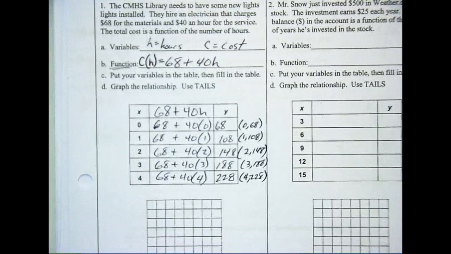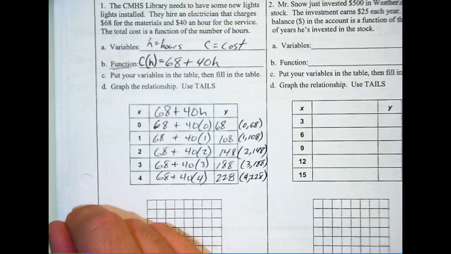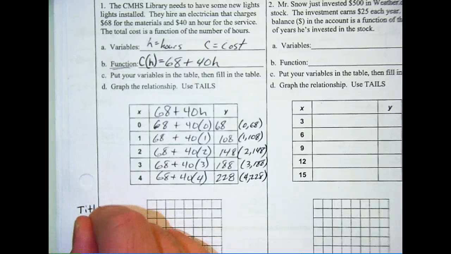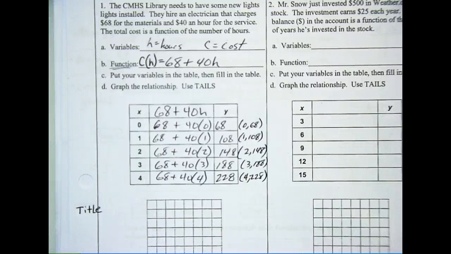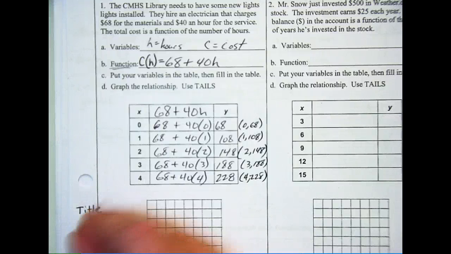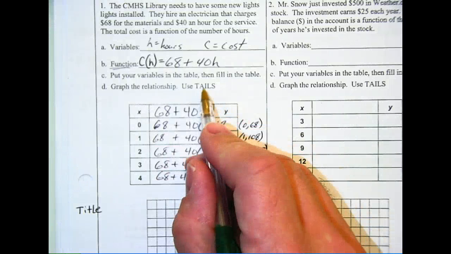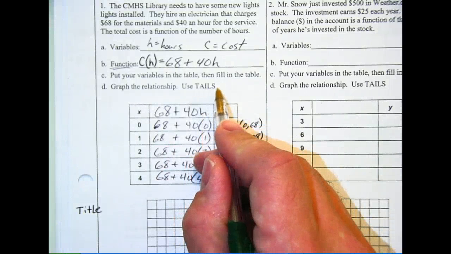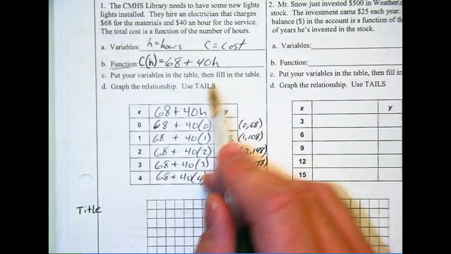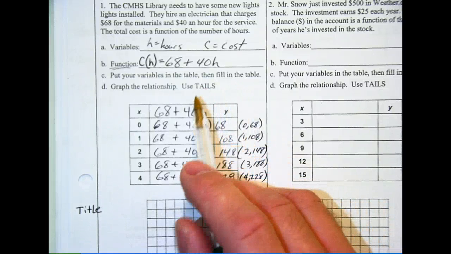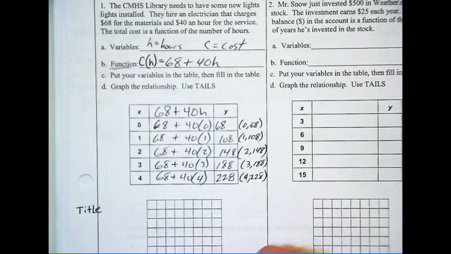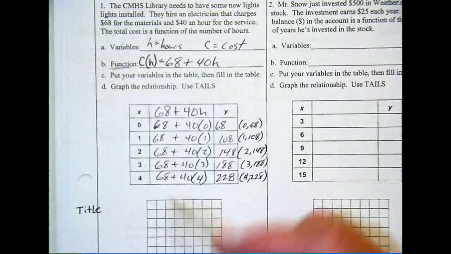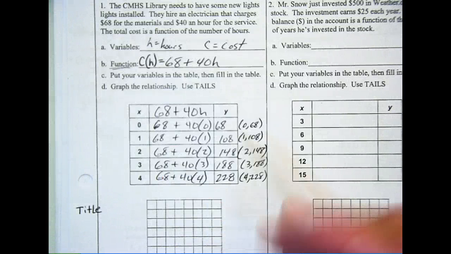Anyone know what TAILS means? It's not like a flipping of the coin. Caden, what does it mean? It stands for title, axis, intervals, labels, and scale. Yeah. So TAILS is an acronym. It stands for title, axes, intervals, labels, and scales. Now, I changed the A because I've never seen a student ever mess up on their axes. They've never forgotten to use x and y axes.